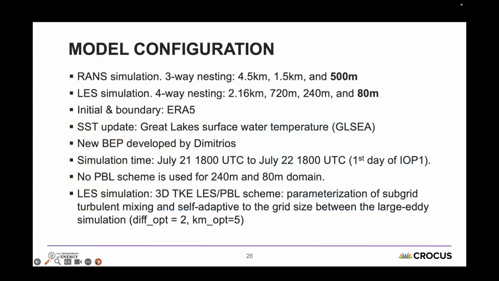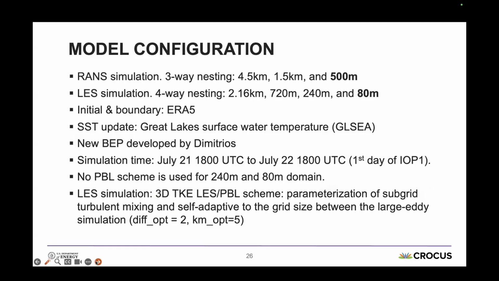So for the model configurations, we conduct two sets of simulations: the RANS with 500 meter resolution and the LES with 80 meter resolution. We use 4 domains with 80 meter for the innermost domain, and the initial and boundary conditions are using ERA5. The SST is updated by Great Lakes surface water temperature data, and the simulation time is the first day of IOP1.